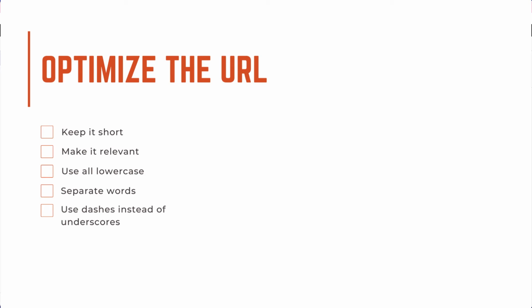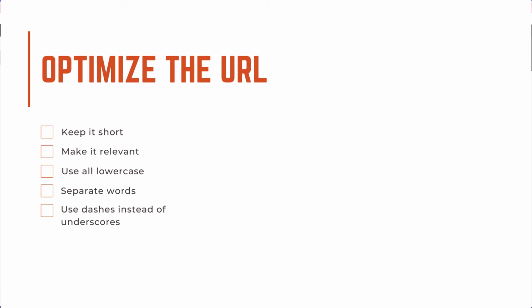You also want to separate the words in it. So if, for example, you've got a URL that's about us, it would be about-us, and not aboutus all one word, and not about_us. You want to use dashes instead of underscores. The reason is that underscores look like underlines.